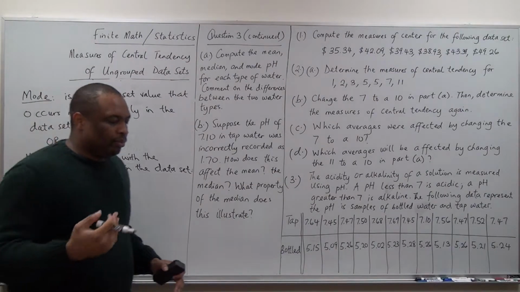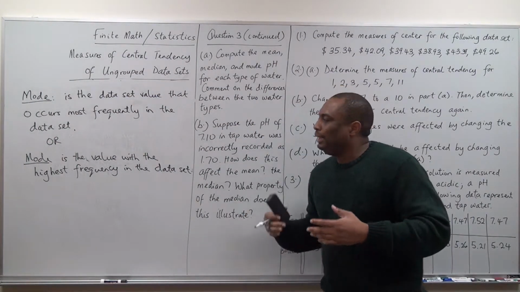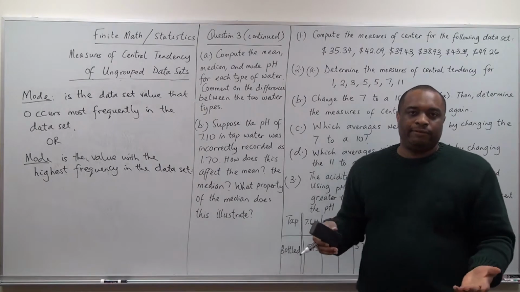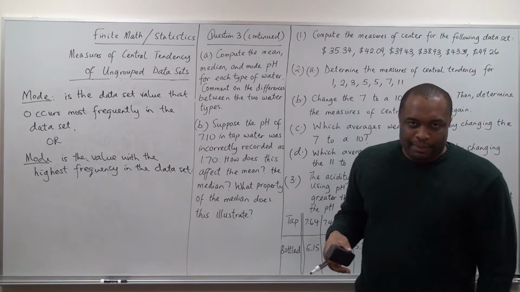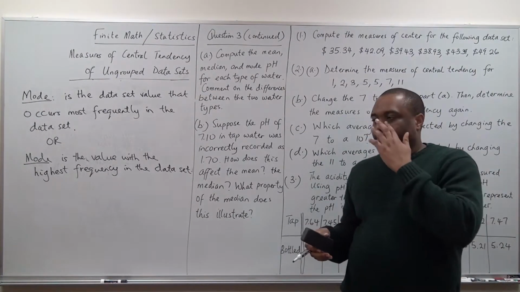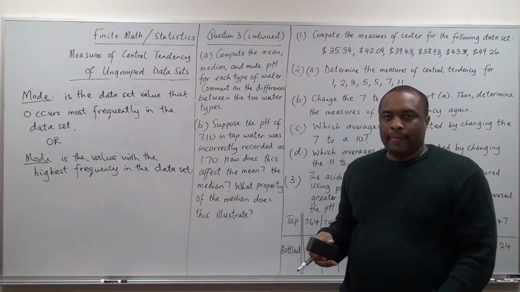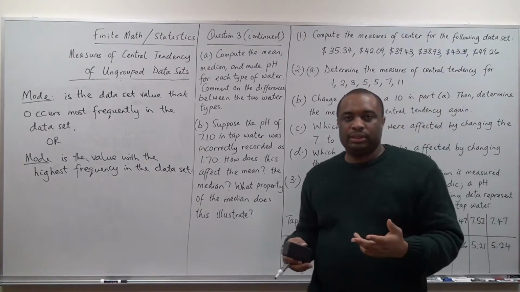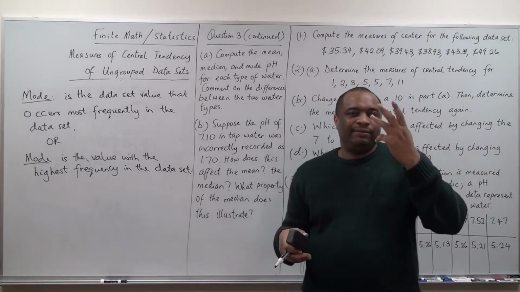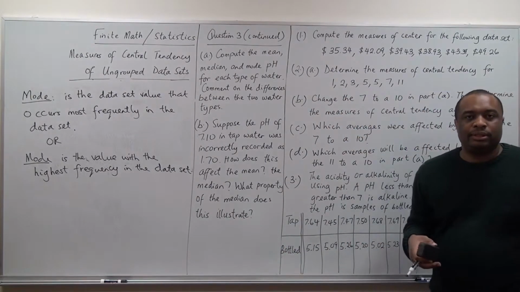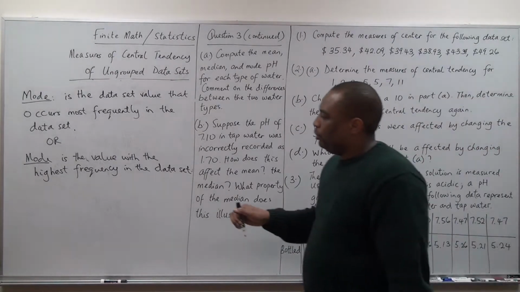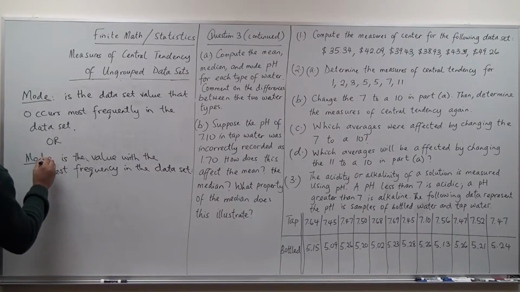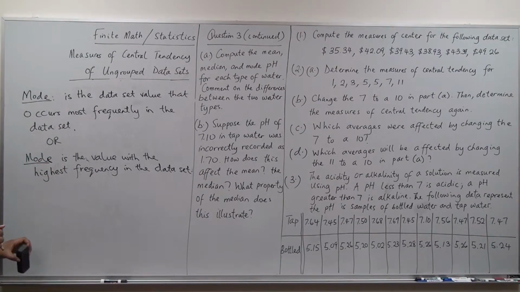Now, mode is just that value that appears most often in the data set. Now, in some data sets, there might be no mode. It's possible that there is no mode. Some might be bimodal. Bimodal means there are 2 modes, right? Trimodal means there are 3 modes, 3 data values. So that's something with the mode. Yeah, let's go ahead and give an example.